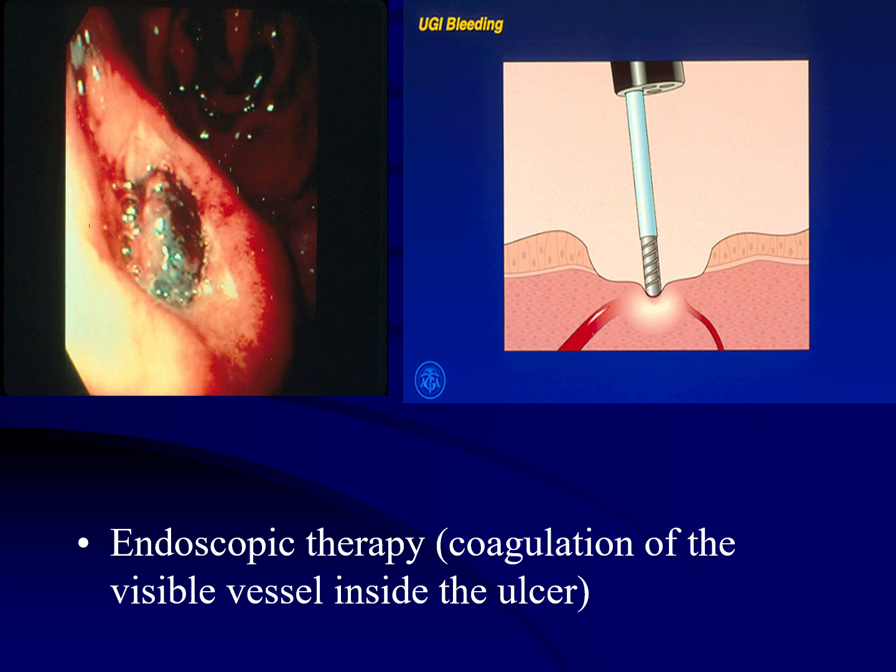The treatment of choice of GI bleeding in the stomach or duodenum that is caused by a peptic ulcer that has eroded into a vessel is endoscopic therapy, and there are many modalities of using the endoscope to stop the bleeding.